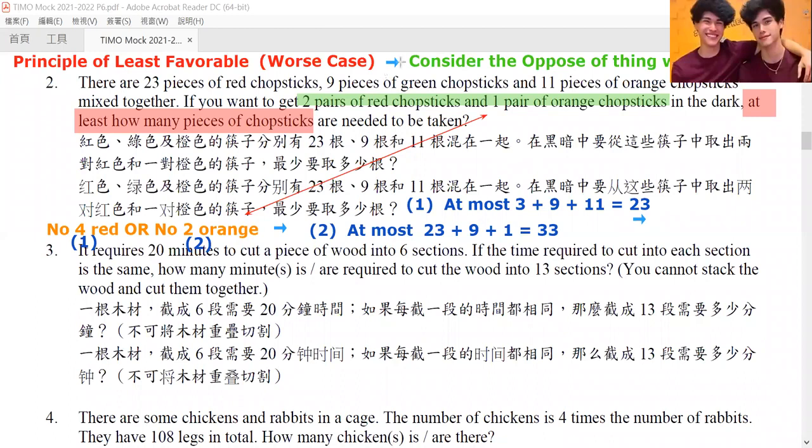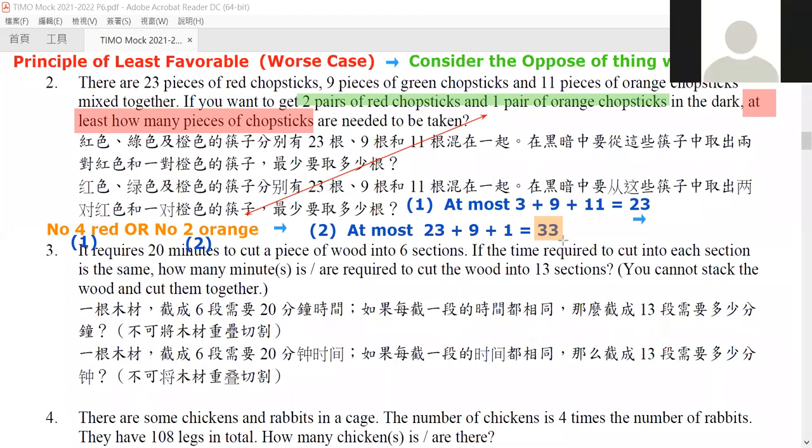Of course, it's 34. Yes, it's 34. Because it says 1 pair of orange chopsticks. Wait, stop. Okay, yes. Please, let me finish it first, okay? Let me finish it first.